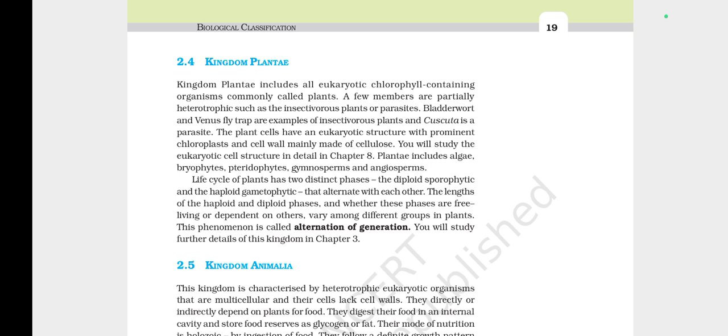The plant cell has a eukaryotic cell structure, with permanent chloroplasts and a cell wall mainly made of cellulose. You will study eukaryotic structure in detail in chapter 10. Plants include algae, bryophytes, pteridophytes, gymnosperms, and angiosperms.